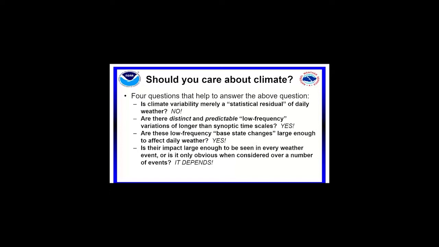Are these low frequency base state changes enough to affect daily weather? Yes, so this is really important because, especially in a changing climate, one of our interests is to understand what role does climate and climate variability and change play in affecting daily weather? And that kind of comes into this 4th question, which is, is that impact large enough to be seen in weather events? And the answer is, it depends, but we can look for them.